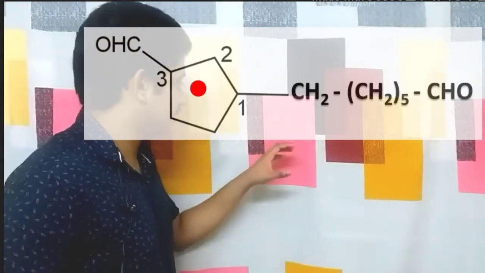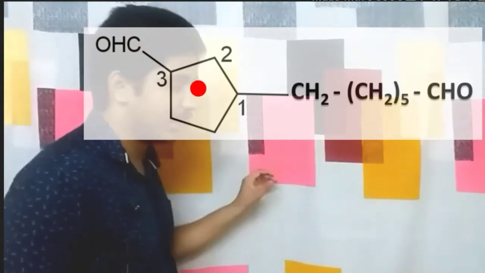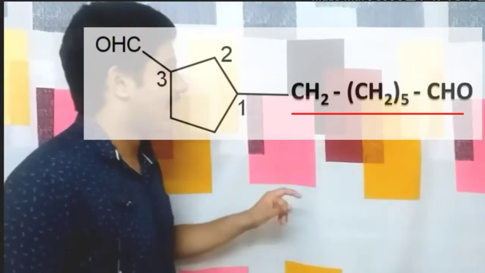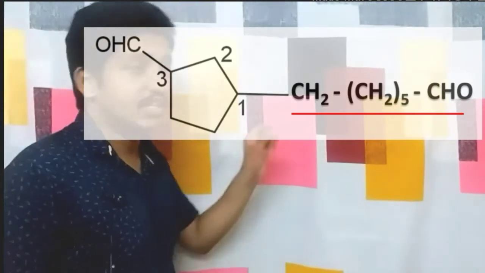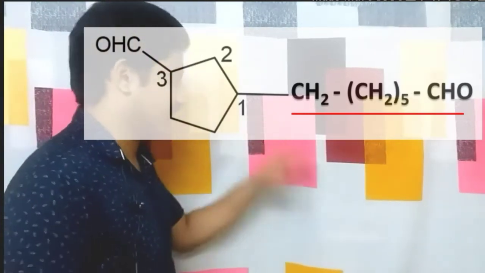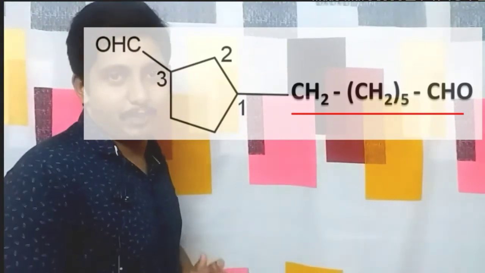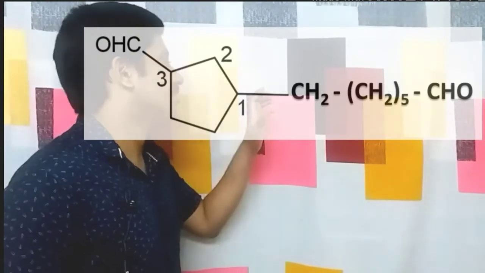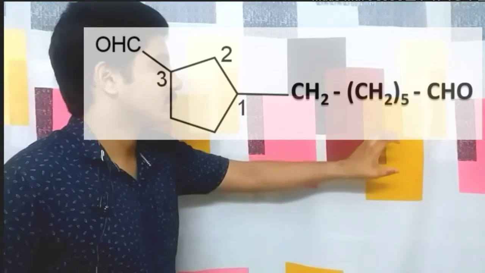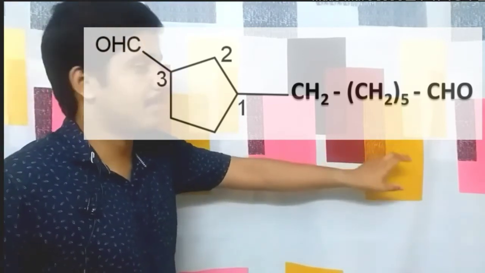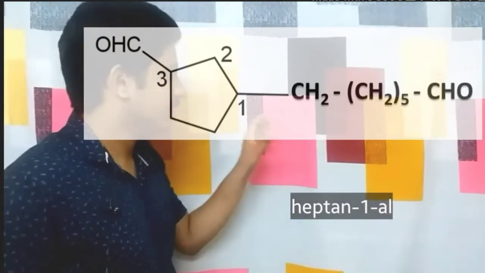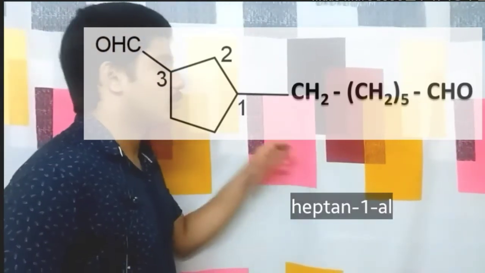Here we have 6 carbon atoms in total, including the carbon atom of the aldehyde. But there, in the aliphatic chain, we have 7 carbon atoms including the one in the aldehyde. So of course the aliphatic chain is taken as the parent chain. So the correct IUPAC name, first of all, the suffix, of course, -al. The numbering should be in such a way that the carbon of the CHO group should get the number 1. So heptan-1-al, since the word root is hept. Now what will be the prefix?